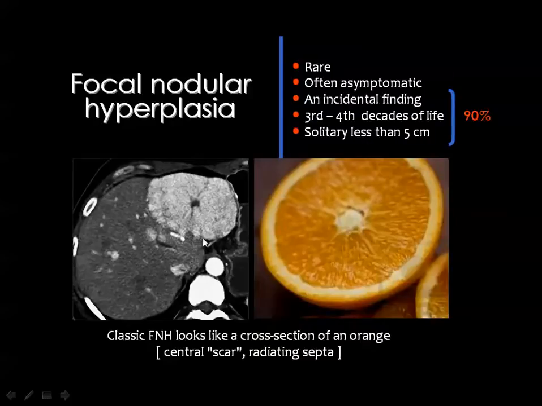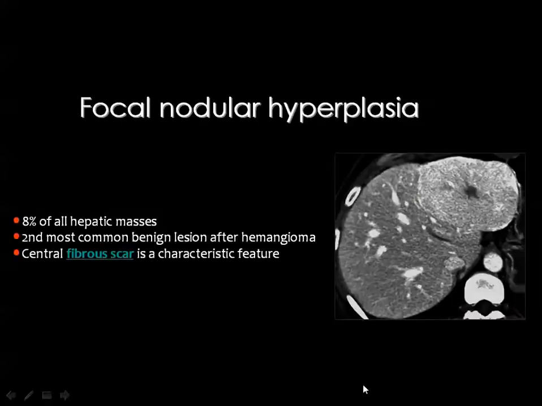The focal nodular hyperplasia resembles the cut section of an orange with a central non-enhancing scar and the peripheral tumor tissue which is hypervascular. This lesion is rare and is usually asymptomatic. In 90% of the cases it is found incidentally, and in 90% of the cases it is seen in the third decade of age, and in 90% of the cases it is a solitary lesion less than 5 centimeter in diameter. Remember, the fibrolamellar hepatocellular carcinoma is a large lesion, may reach 12 centimeter in diameter.